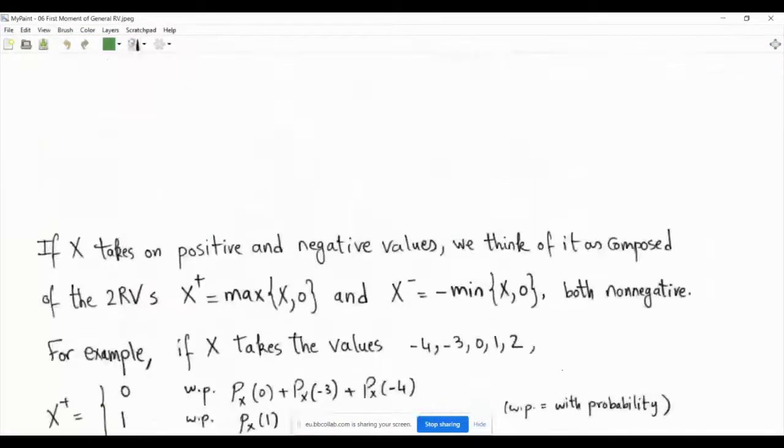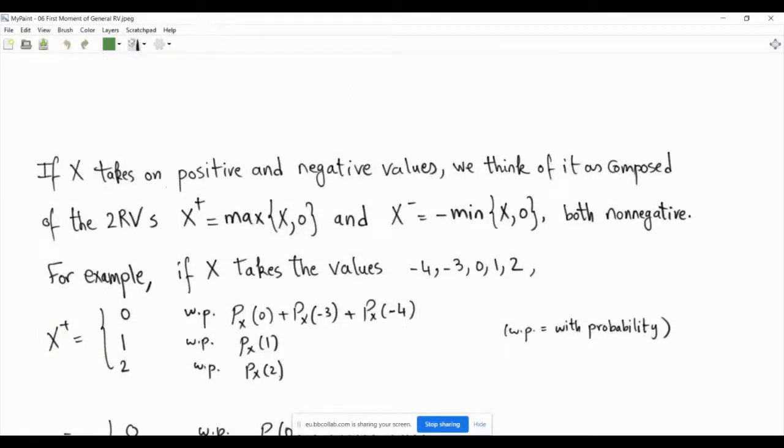The next step will be to define the first moment for random variables that can be positive or negative. Something like Gaussian, for example, can be positive or negative. There are so many practically useful random variables for which you cannot just stick to the non-negative case. Sometimes your random variable has to take negative values. So how can we define the first moment for those?